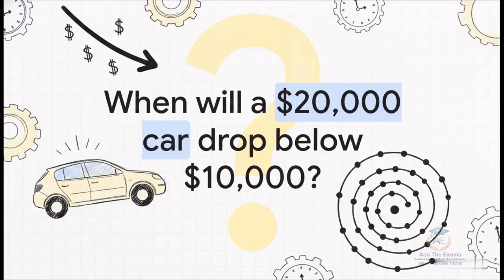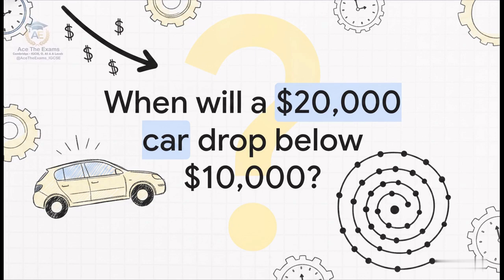All right, let's put our skills into a high-pressure, interactive workshop mode. Here is a highly practical, real-world decay problem that is an absolute classic in Cambridge past papers. You buy a second-hand car for $20,000. It depreciates, meaning it loses its value, at a rate of 15% each year. The command question is, after how many whole years will this car first be worth less than $10,000?